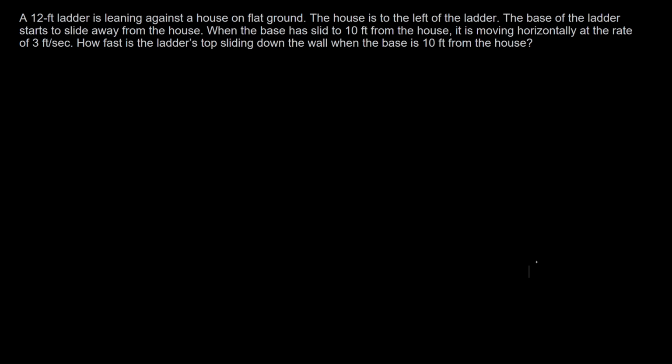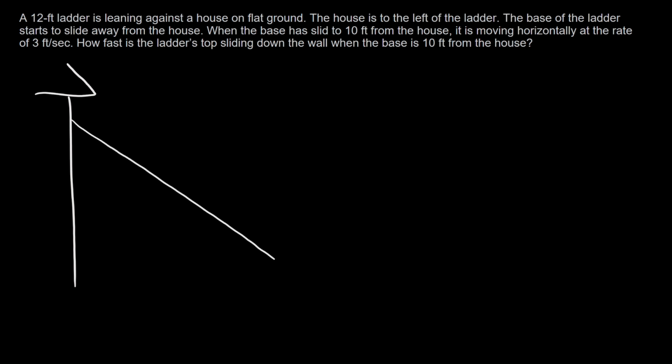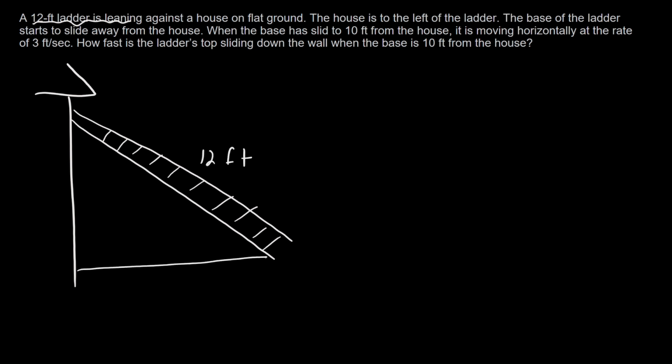So let's start by drawing a diagram. So this is the house, and this is the ladder leaning in the house. And the question gives us that the ladder is 12 feet long, so we could label that. And this is the ground, and let's label this Y and X.